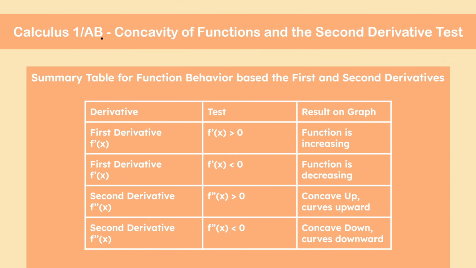So this is a summary table for function behavior based on the first and second derivatives. Basically these are the derivatives, the first derivative and the second derivative. And then you test: if the first derivative is greater than 0, that means the function is increasing. If it's less than 0, that means it's decreasing. If the second derivative is greater than 0, that means it's concave upward and it curves upward. And if it's less than 0, that means it's concave down and it curves downward.